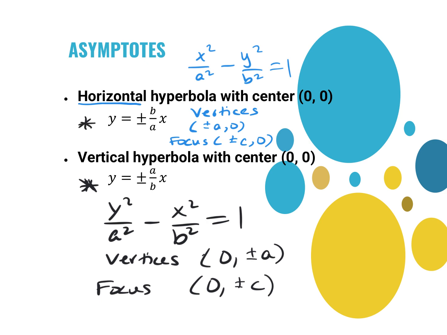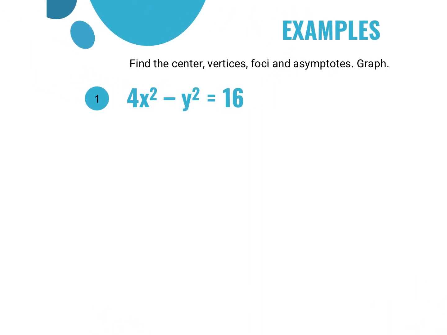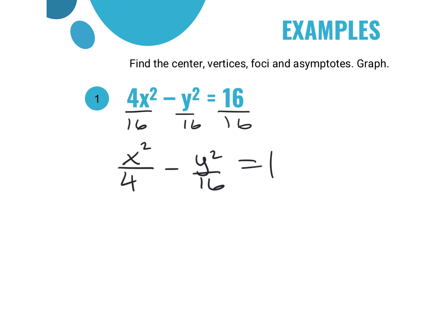So let's try an example. All right, so here is our first example. Remember, it needs to be set equal to 1. So I need to divide everything by 16. 4 over 16 is going to simplify to 1/4. So I'm just going to put x squared over 4 minus y squared over 16 equals 1.